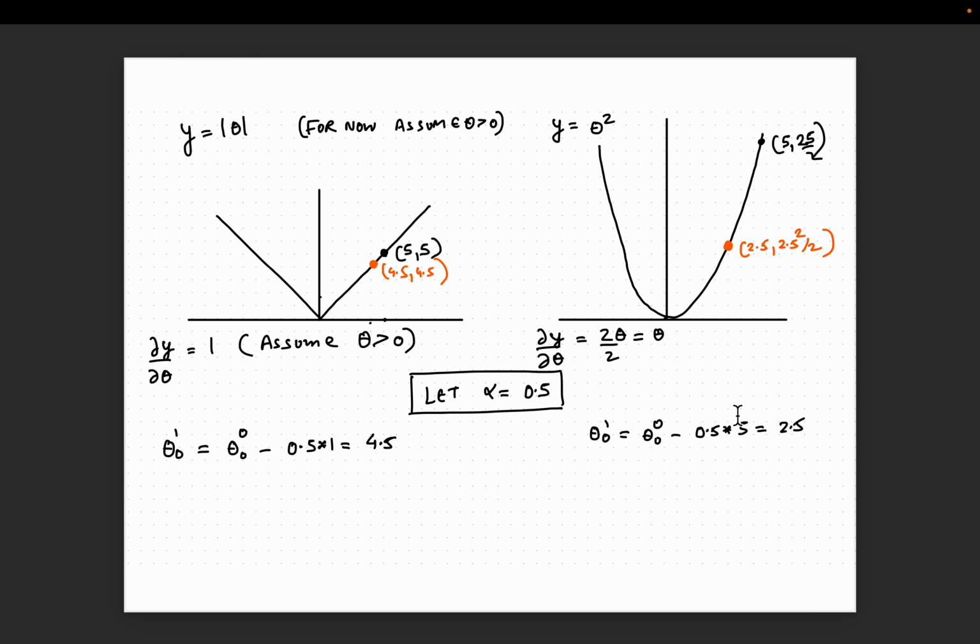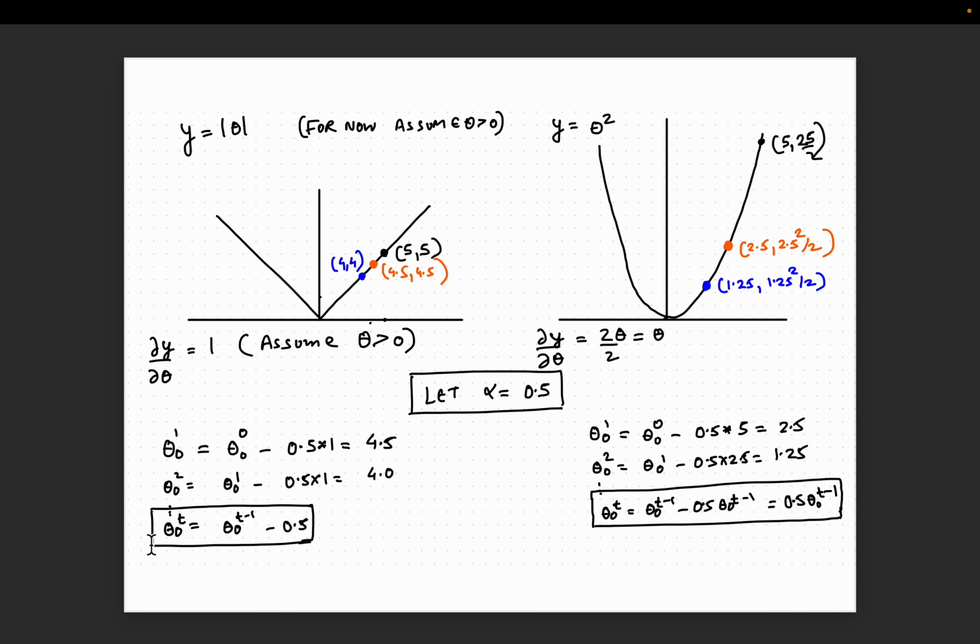So in the first iteration, you moved from 5 to 2.5. You moved a big deal, but the movement was proportional to theta. In the first case, the reduction that you have in theta is a constant. So if you do this for more iterations, you go from 4.5 to 4.0, whereas in the other case you move from 2.5 to 1.25. So you can notice that in the first case we are reducing by 0.5, in the second case we are halving each time.